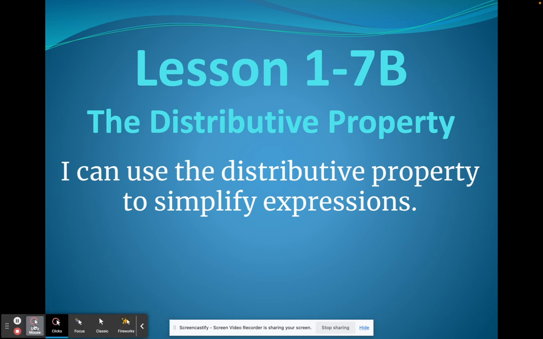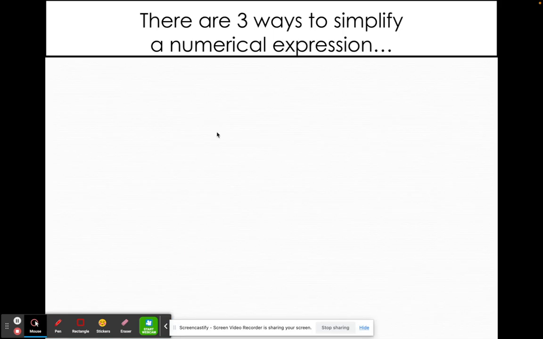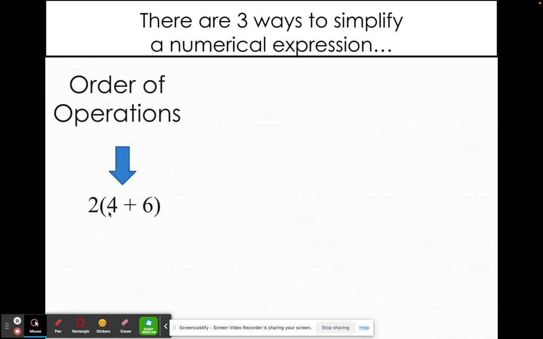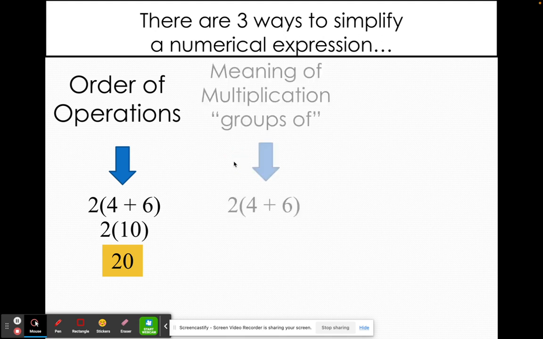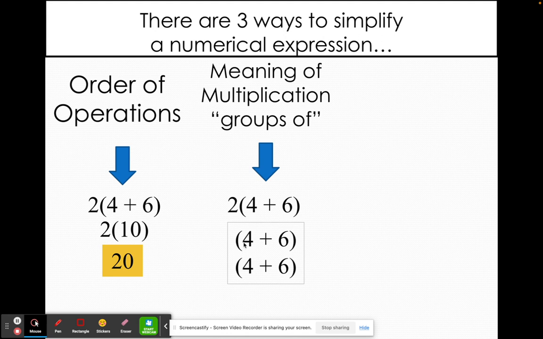So let me talk a little bit about the distributive property. There are three ways I could simplify this numeric expression. First of all, I can use order of operations, add 4 plus 6, get 10. 2 times 10 is 20. I can also think of this as two groups of 4 plus 6. So 4 plus 6 and 4 plus 6. Each one will give me 10, and together it'll give me 20.